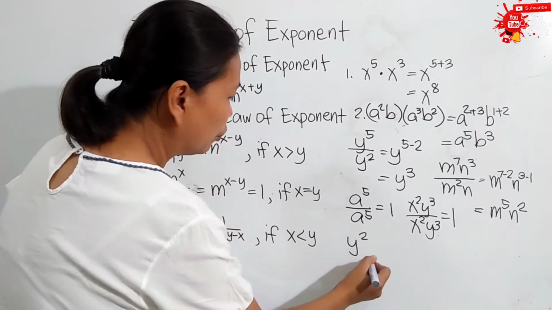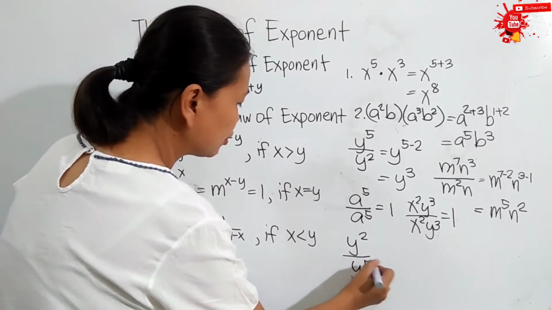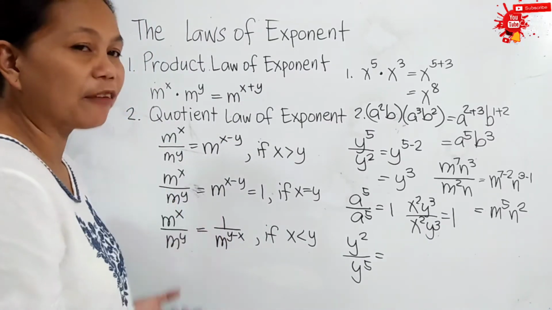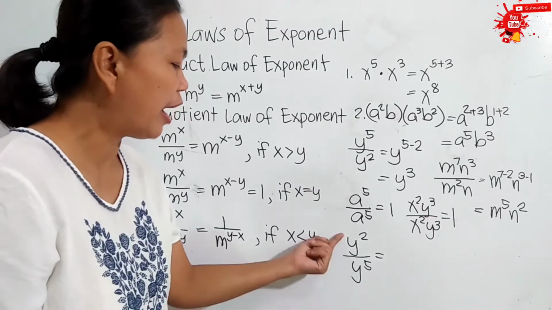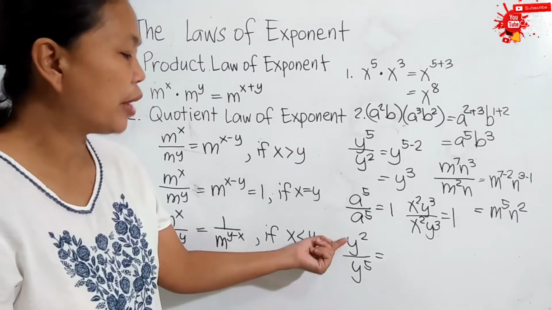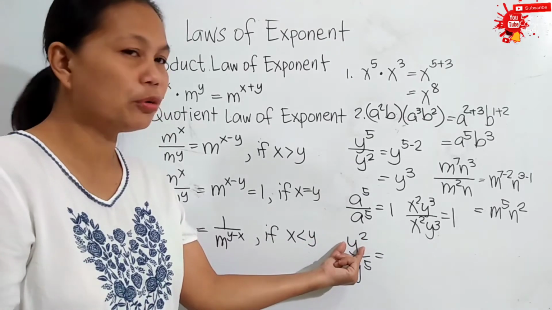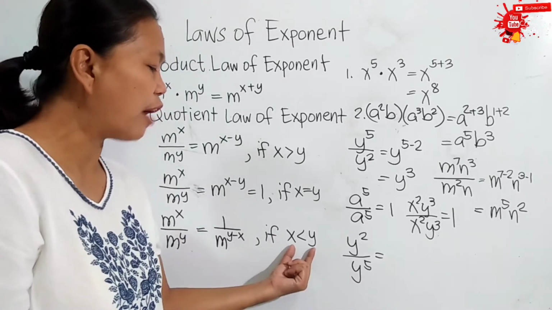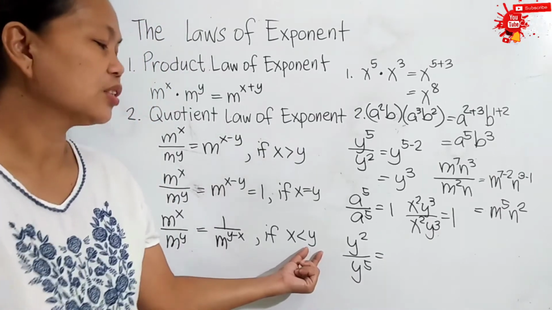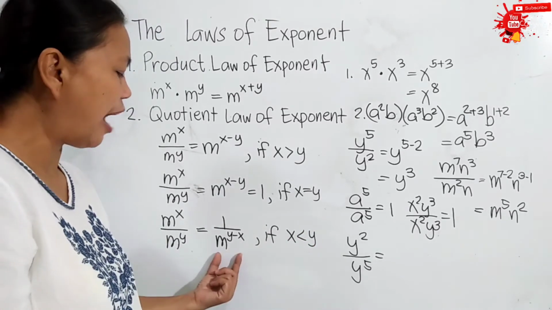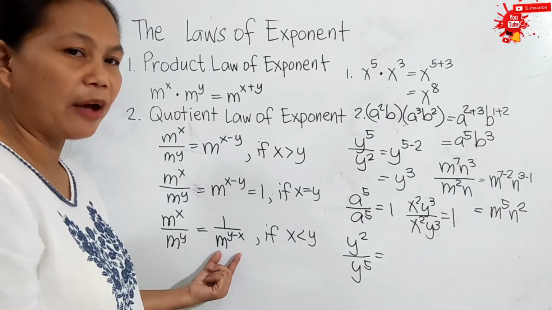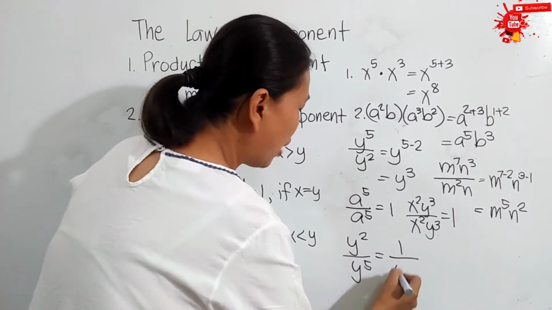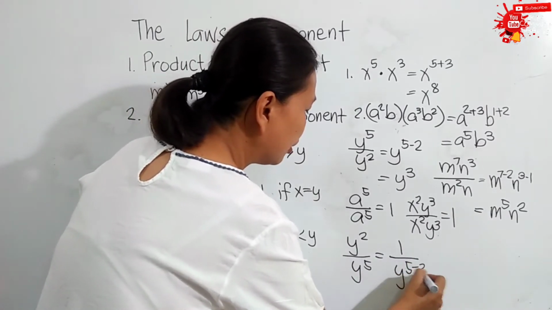y raised to 2 over y raised to 5. So if you notice, again, this is true only if we have the same base. So we have the same base here, which is y. So we have here the exponent of y in the numerator is less than the exponent of y in the denominator. So we have here x is less than y. So if x is less than y, we will have this answer, 1 over m raised to y minus x. So we will have here 1 over y raised to 5 minus 2.